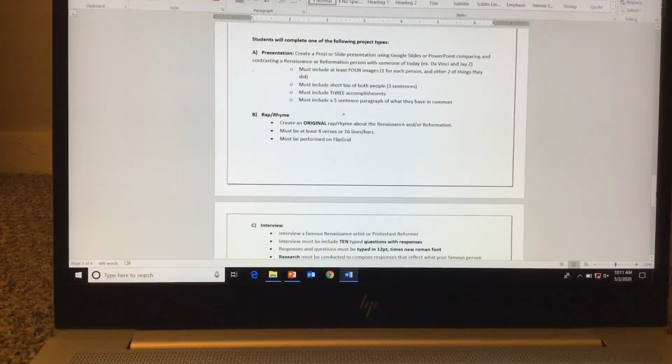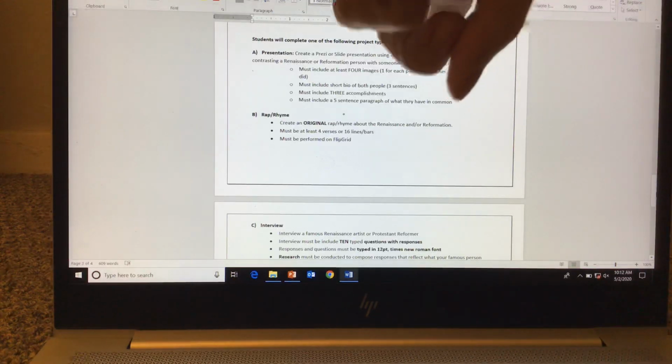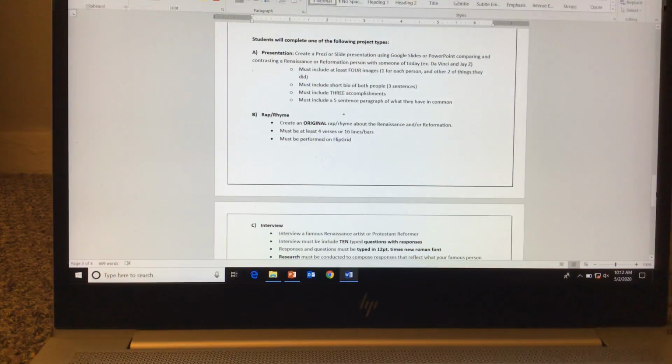So your first option, option A, is to create a presentation. You could do this using things like PowerPoint. I do have some requirements you see there, but it's basically comparing and contrasting 2 individuals. So you compare and contrast someone from the Renaissance or Reformation period. I gave you the example of someone like Da Vinci with someone of this time who's a big deal that you think could be a good comparison. So I said Jay-Z.